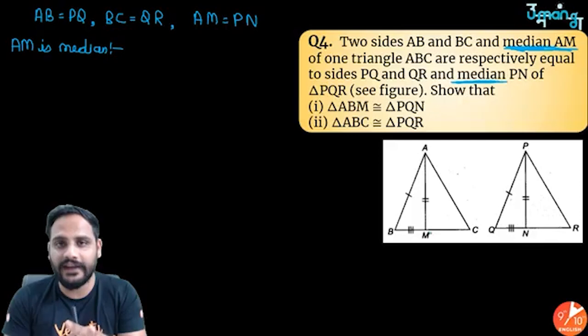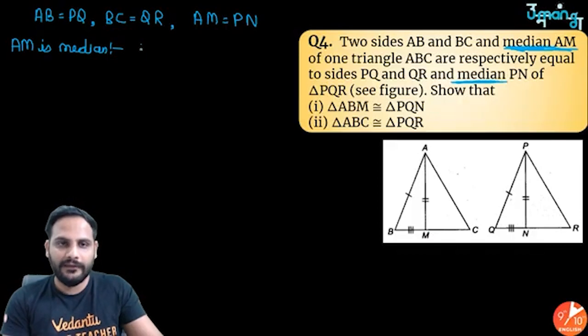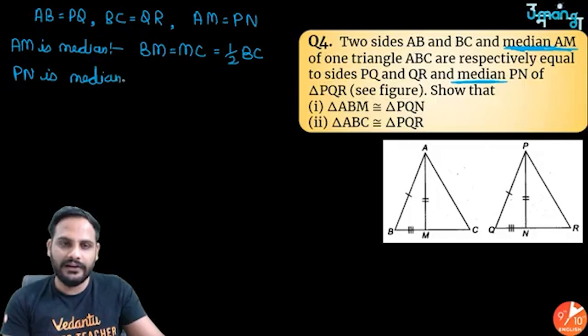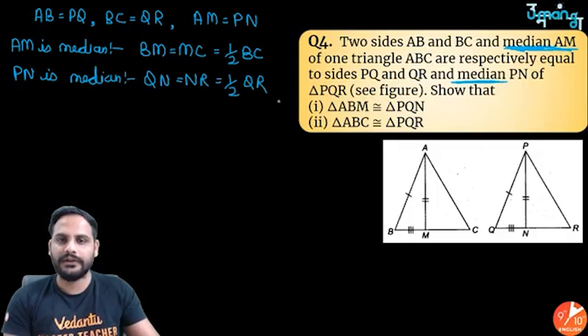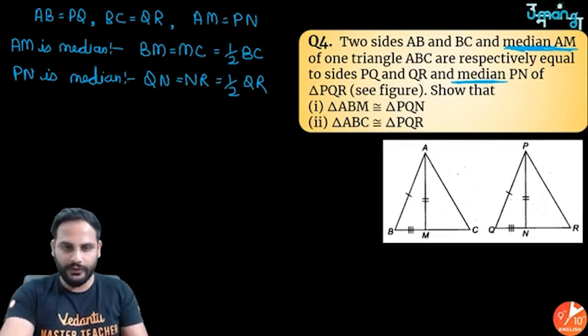This is a rough diagram, so don't go with the diagram. If AM is a median, M must be the midpoint of BC. That means BM is equal to MC, both equal to half of BC. And if PN is a median, we can clearly say that QN is equal to NR and both are equal to half of QR. Right? Now I need to prove triangle ABM and PQN congruent.